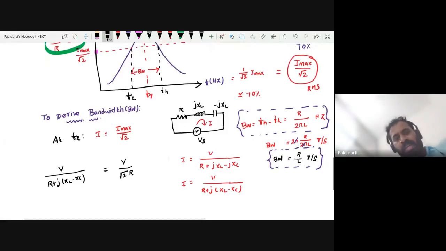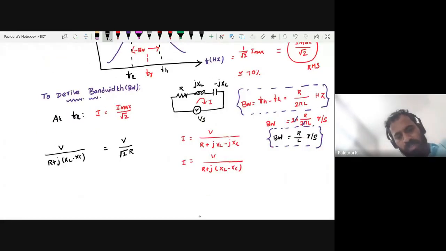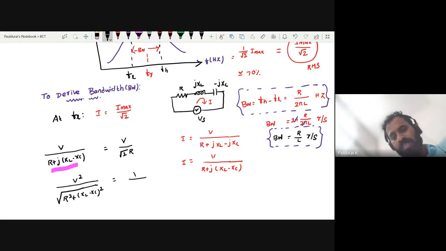Okay. Now take the magnitude. Since here I'm having a complex number, I want to take the magnitude. It becomes V divided by A plus jB. What's the magnitude? Square root of A squared plus B squared, where A equals R and B equals XL minus XC. Equals V divided by square root 2 times R.